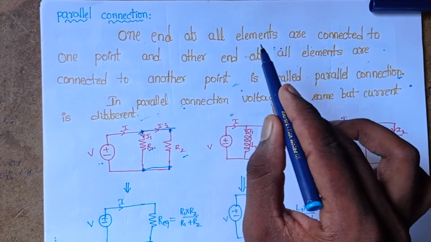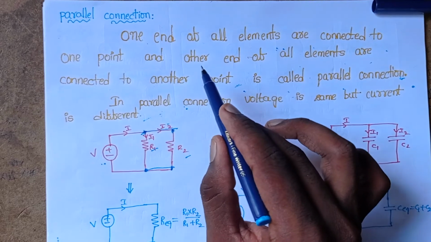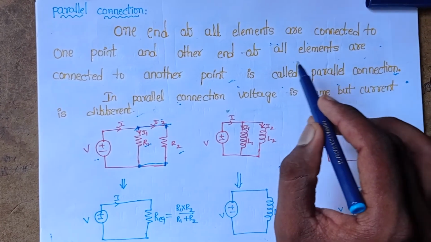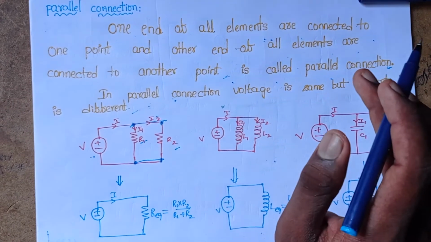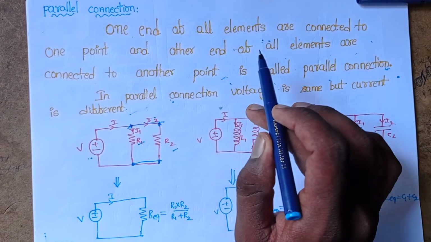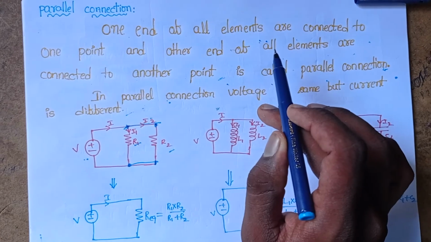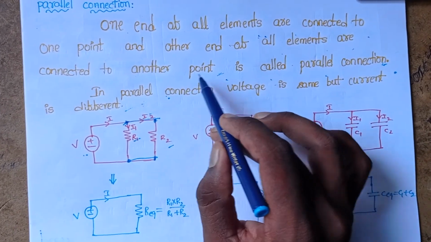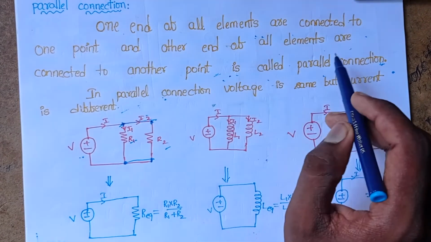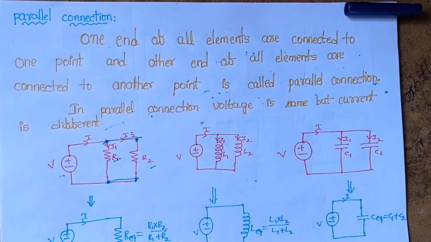One end of all elements connected to one point, and the other end of all elements connected to another point, is called parallel connection.